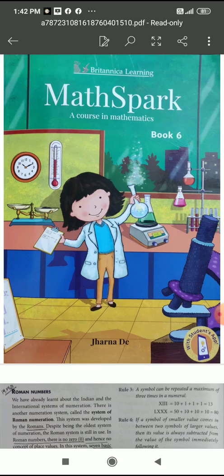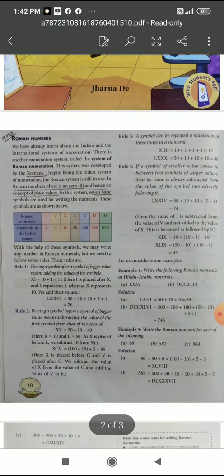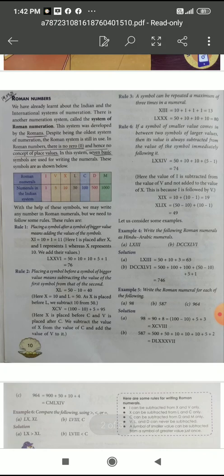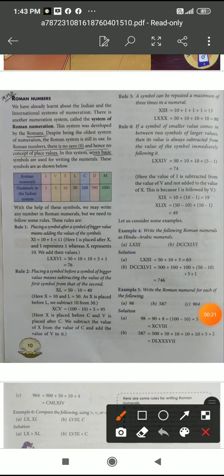Children, kindly open your book page number 10. Now we will discuss Roman numerals. Okay, Roman numbers. We have already learnt about the Indian and the international system of numeration. There is another numeration system called the system of Roman numeration. This system was developed by the Romans. Despite being the oldest system of numeration, the Roman system is still in use.